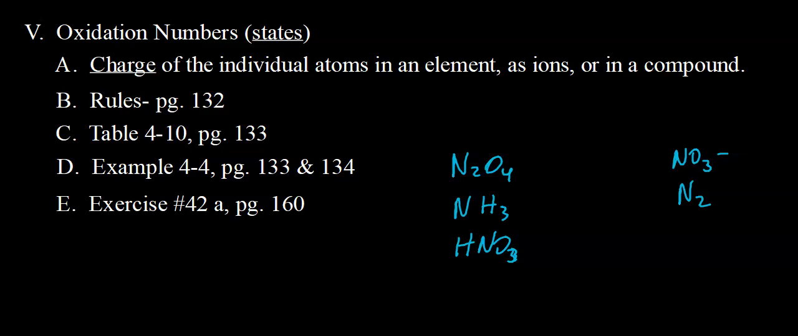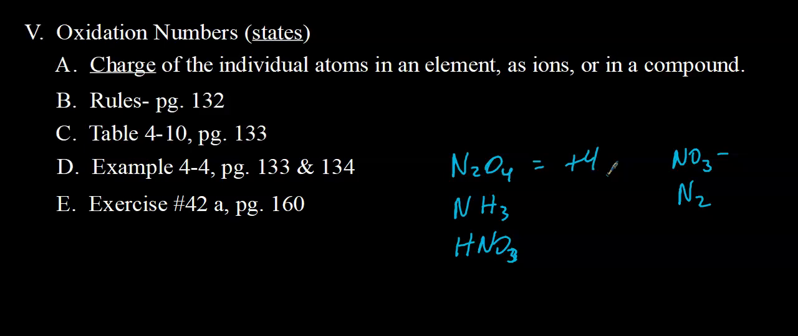We treat it just like we do with charges, but keep in mind, where charges represent something real, we have a different number of protons versus electrons. Oxidation states don't represent anything real. It's just to help us keep track of what's being oxidized, what's being reduced in a redox reaction. So in this compound, dinitrogen tetroxide, each nitrogen has an oxidation state of +4.